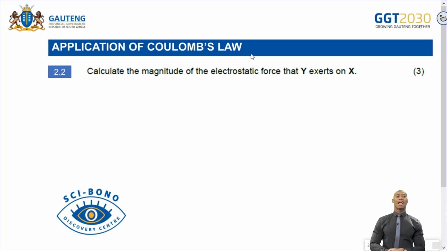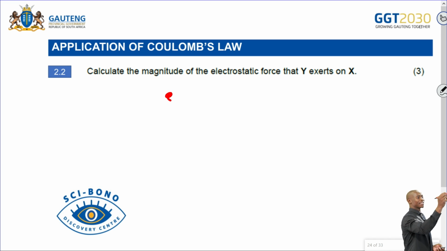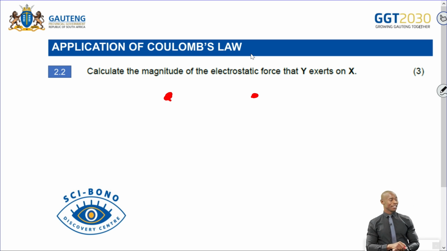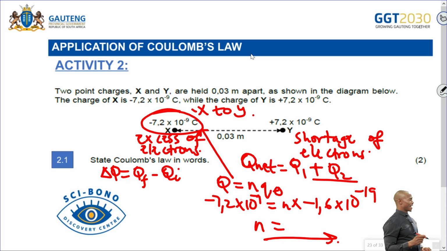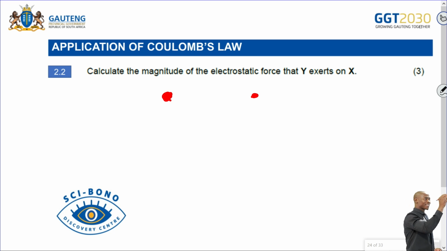Then next question, calculate the magnitude of the electrostatic force that Y exerts on X. This is where we have to start: draw a free body diagram. So I'm having X and then Y. X is negative, Y is positive. So there's a force of, sorry, not repulsion but attraction. So this will move towards.